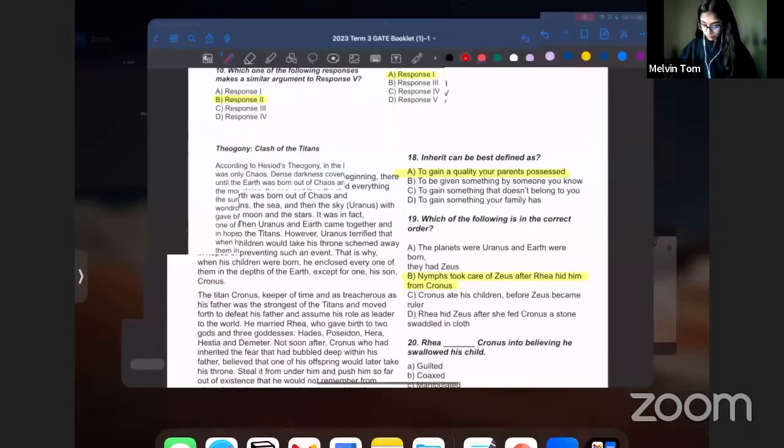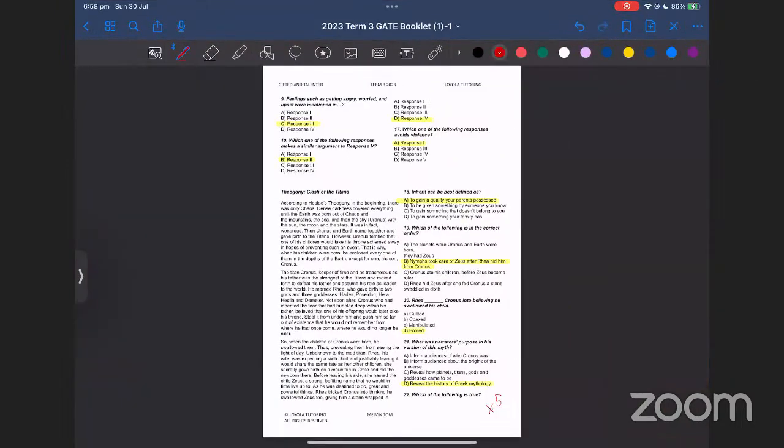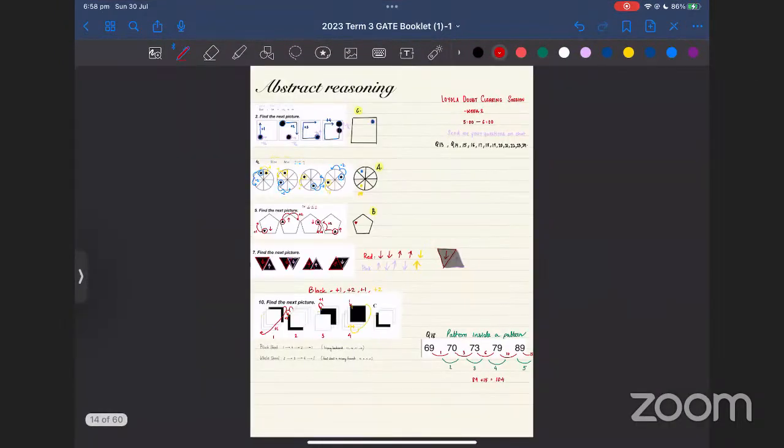Question 20. The person who was marking me, she said that the answer was C.